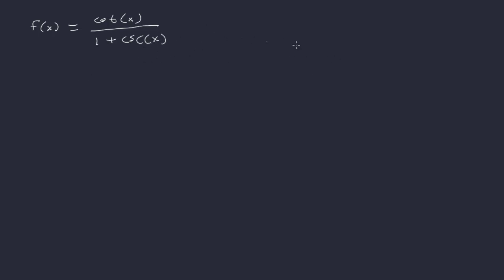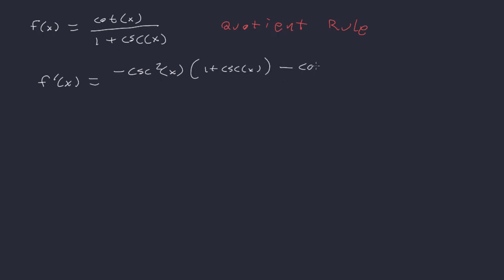This is, of course, a quotient rule. Thankfully, it's not a combination, it's just a quotient rule. So f prime of x will be the derivative of the top. So remember, the top always goes first. So the derivative of cotangent is going to be negative cosecant squared x. Then times the denominator left alone. Minus the top left alone times the derivative of the bottom.